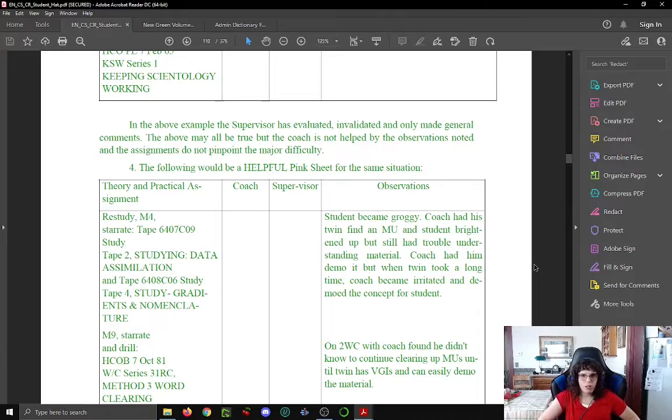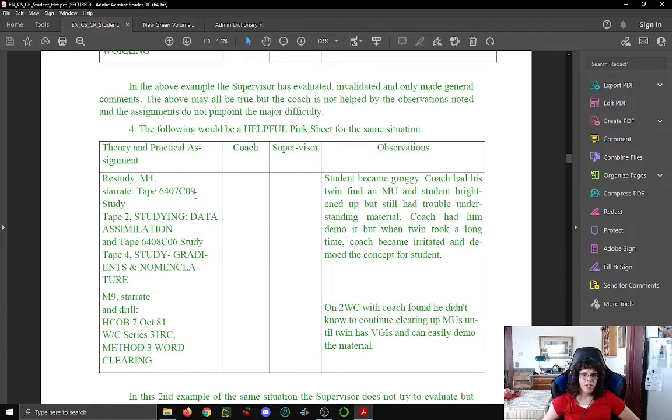The above may all be true, but the coach is not helped by the observations noted, and the assignments do not pinpoint the major difficulty. The following would be a helpful pink sheet for the same situation. So we got restudy, method 4 star rate, a study tape called Studying Data Assimilation, and a tape called Study Gradients and Nomenclature.